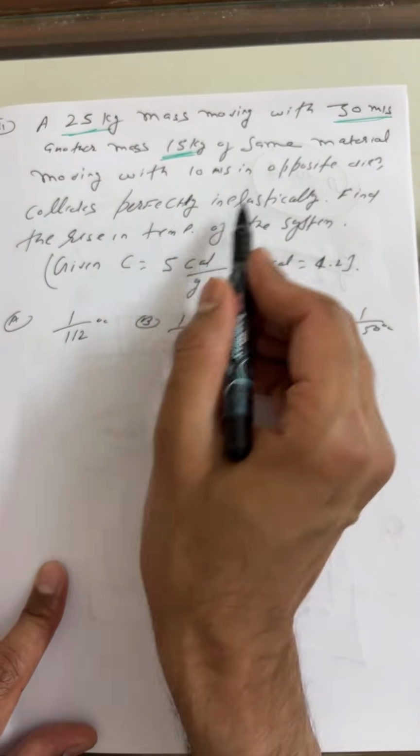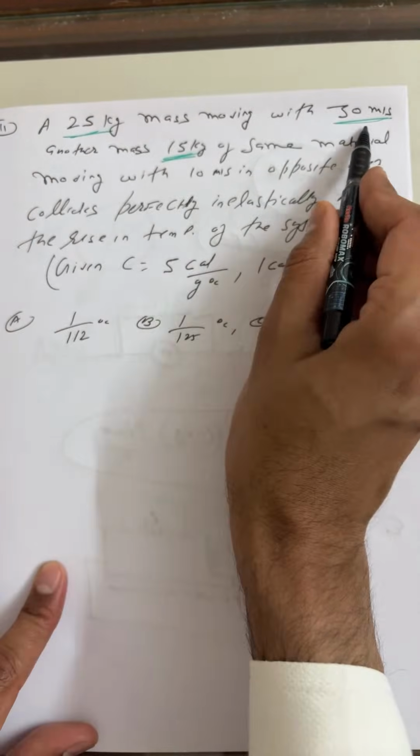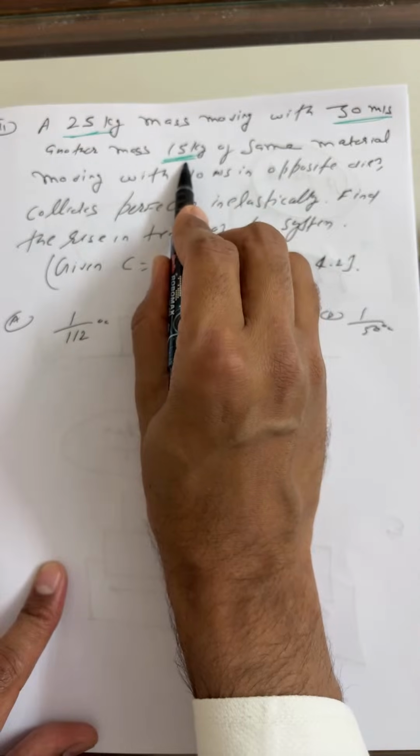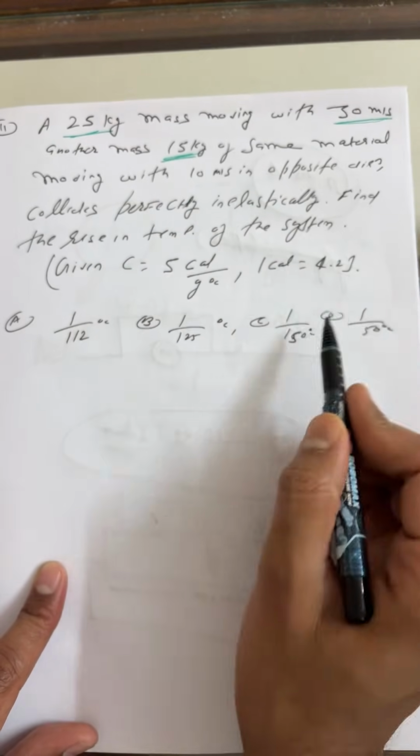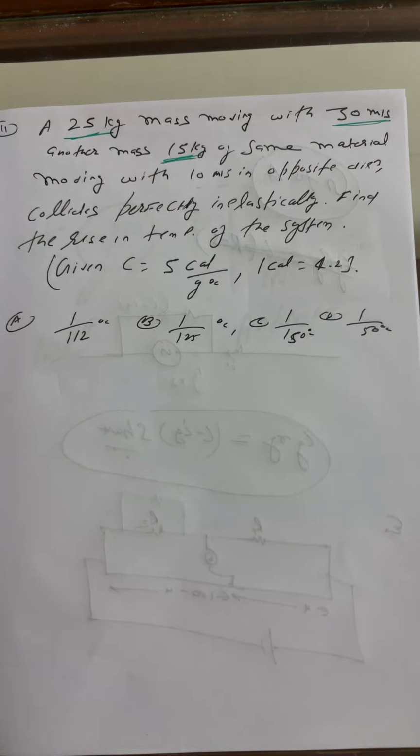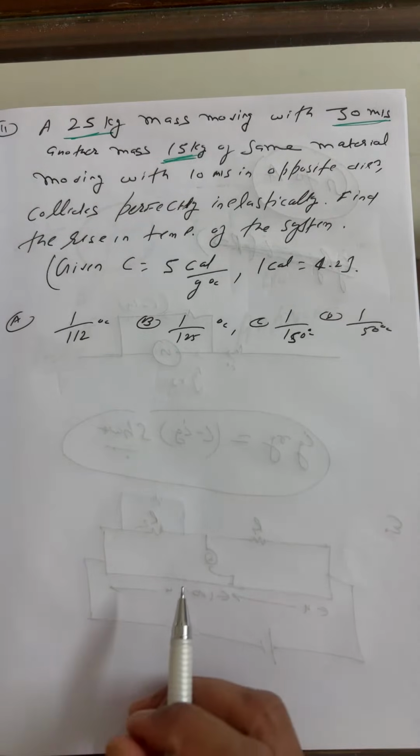So beta, let's go through this here. 25 kilogram, this is 30 meter per second. 15 kilogram, same metal, this is 10 meter per second. They move opposite to each other and collide perfectly inelastically. Very good.